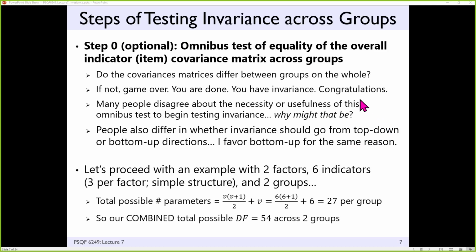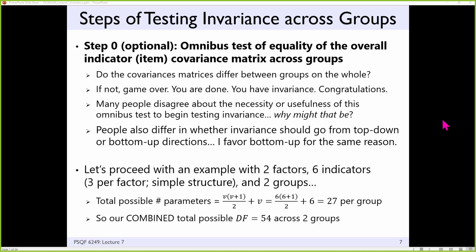Then the steps that we would follow. There is an optional first step, that's why I call it 0 as opposed to 1, which is to test whether or not the entire covariance matrix differs across groups. You would estimate a saturated model for each group and then constrain all the means to be the same across groups, all the variances, and all the covariances. And you would see if the model fits worse after you force everything to be the same across groups.